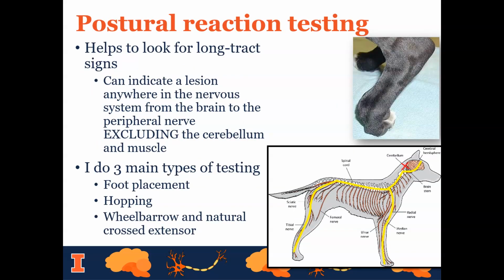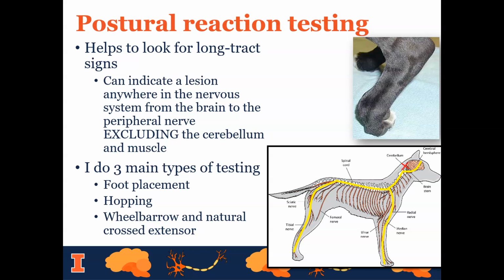So postural reactions, we're essentially looking for long track signs. This is very non-specific. So it just tells us there's some problem with that pet's ability to know where its foot is in space. And it can be a problem anywhere along the nerve in that leg, the entire spinal cord, the brain stem, or the forebrain.